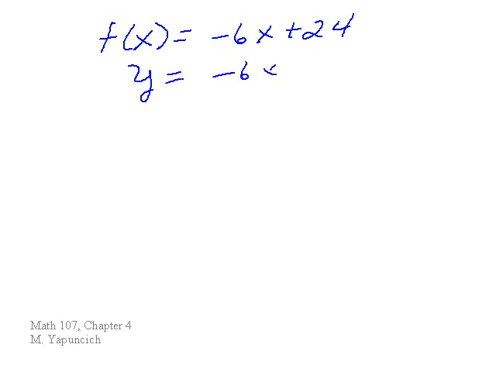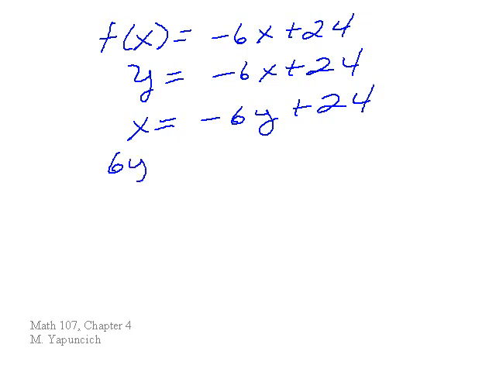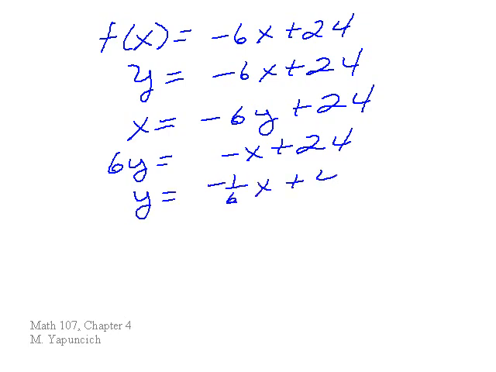So here's another linear example, just to learn the steps. F of x, say it equals minus 6x plus 24. First step, I replace f of x with y. Then I switch x and y. So the x goes here, and the y goes here. Now I have to isolate the y. So it gives me 6y equals negative x plus 24, dividing through by 6, I have y equals minus 1/6 x plus 4. And I'm saying that this is my inverse function.